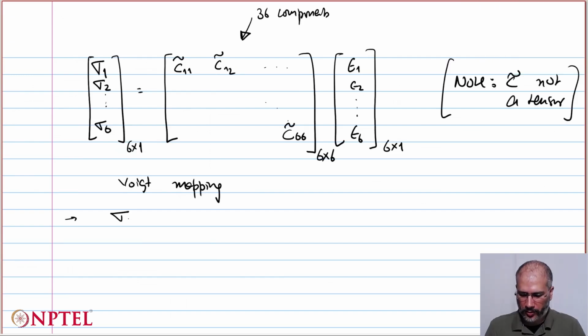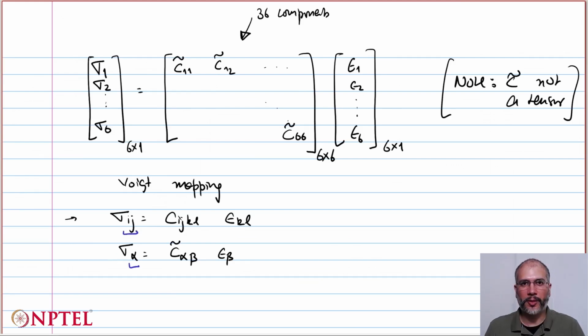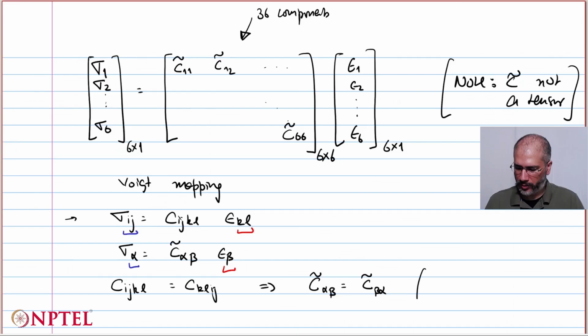Right, so when we said sigma ij is Cijkl times epsilon kl, and now we are saying sigma alpha is C tilde alpha beta times epsilon beta, purely in the matrix notation, we can see that ij corresponds to alpha and kl corresponds to beta. So the symmetry condition, which was Cijkl is Cklij, basically becomes C tilde alpha beta is C tilde beta alpha. That means C tilde as a matrix is symmetric.